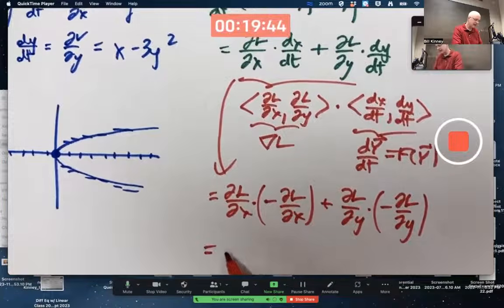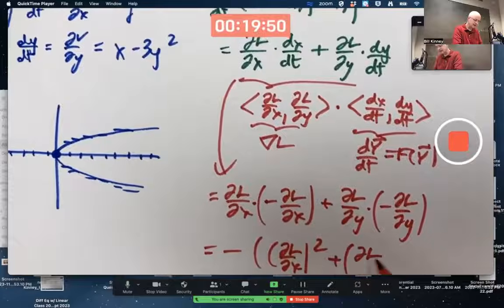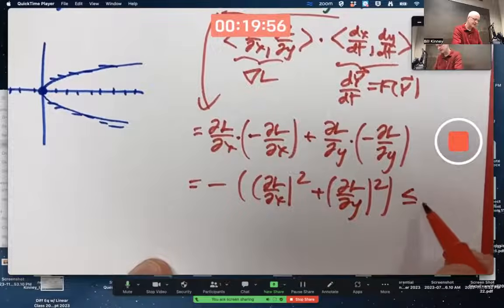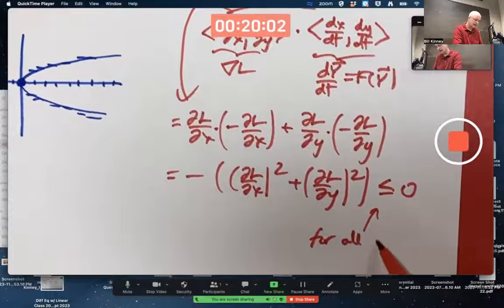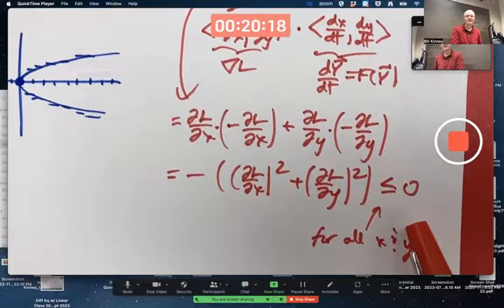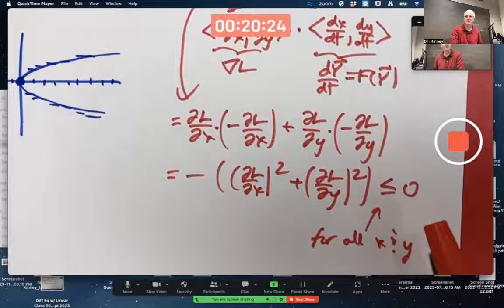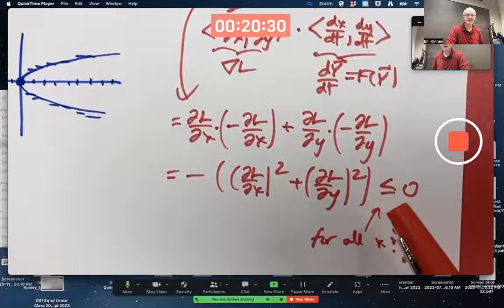And so what do we have here? We really have the opposite of (dL/dx) squared plus (dL/dy) squared. And no imaginary numbers involved here. This is always less than or equal to 0 for all x and y. So that means along solution curves, L decreases or possibly stays constant. There's an extra condition that the book puts in here that you only want it to equal 0 at finitely many points. We're not going to worry about that condition. Effectively, we're saying L decreases along solution curves.